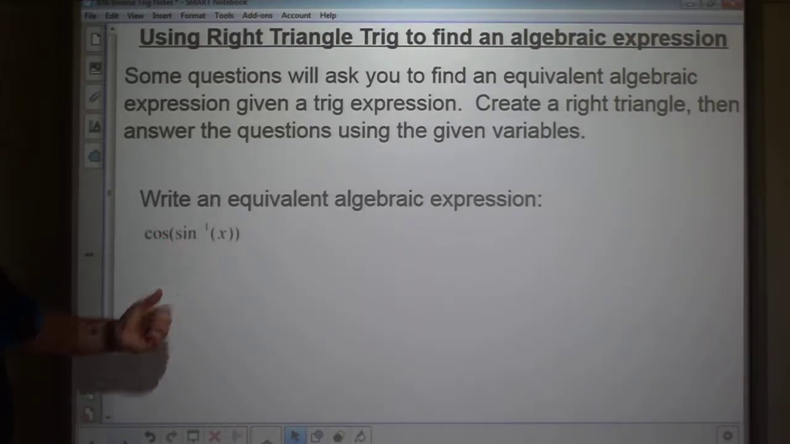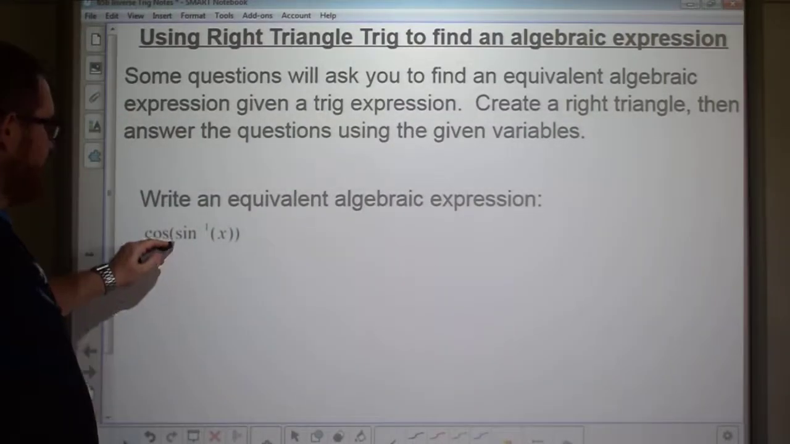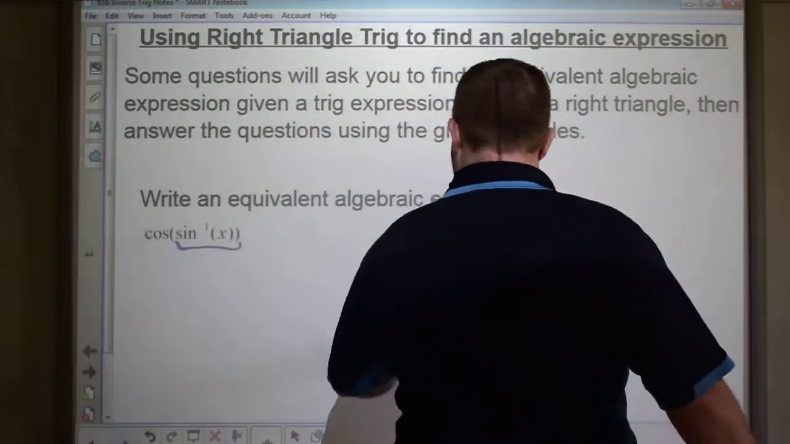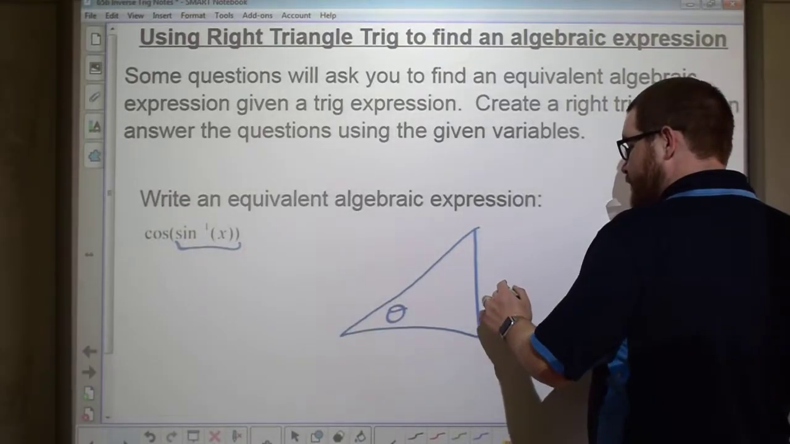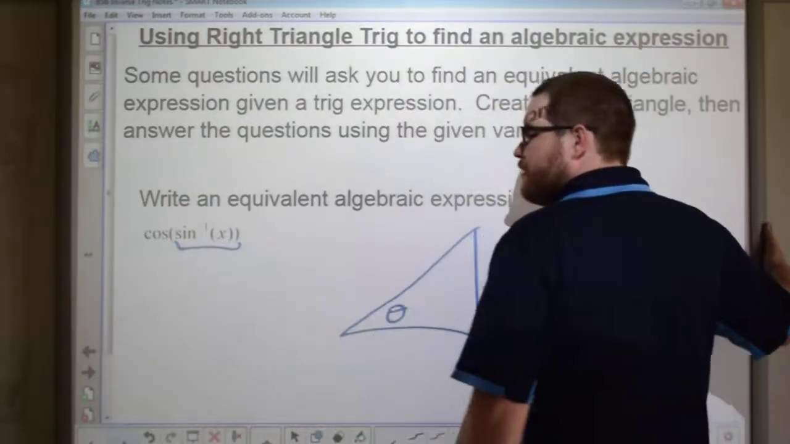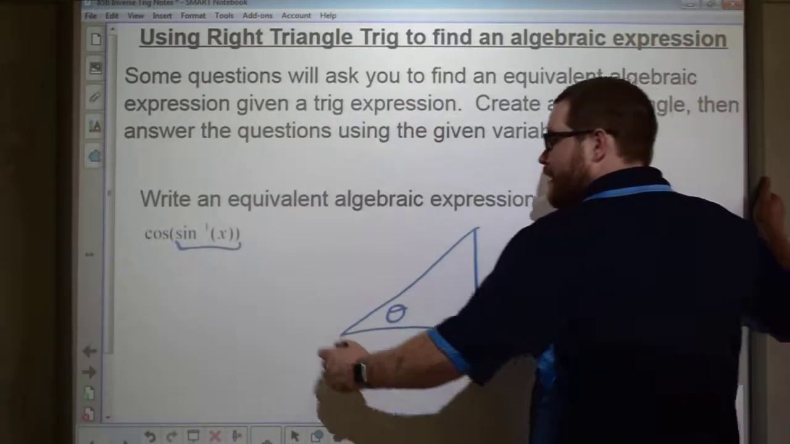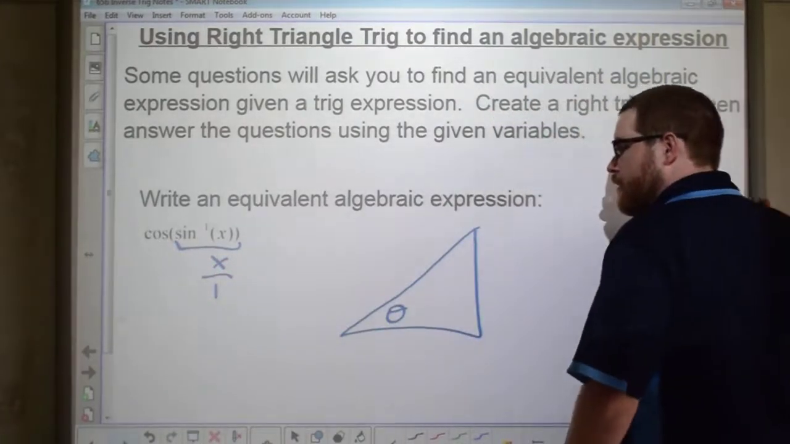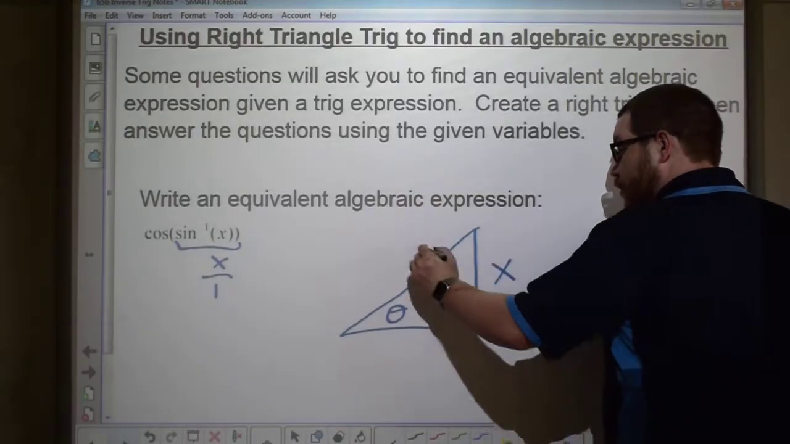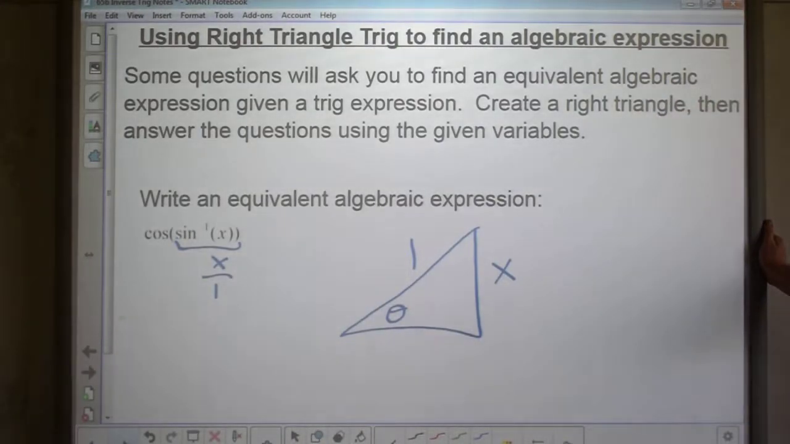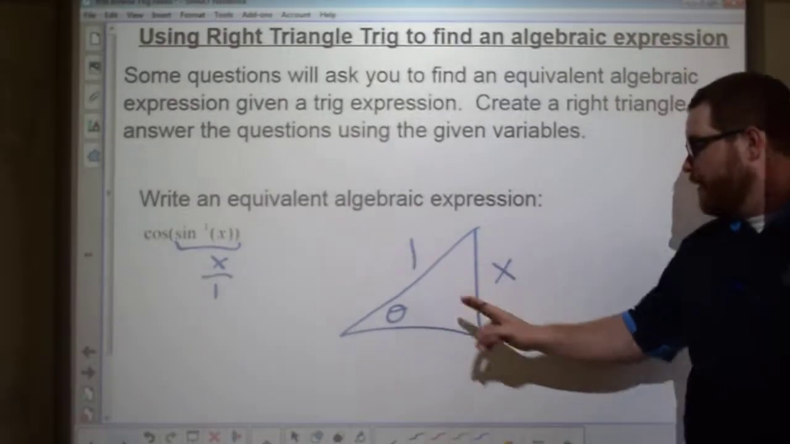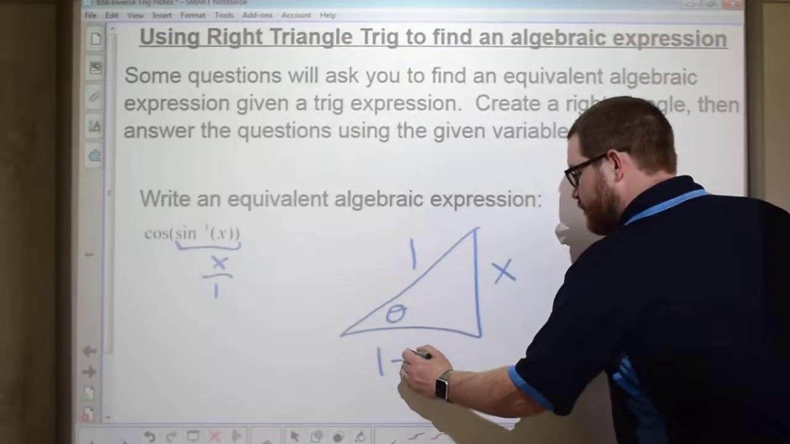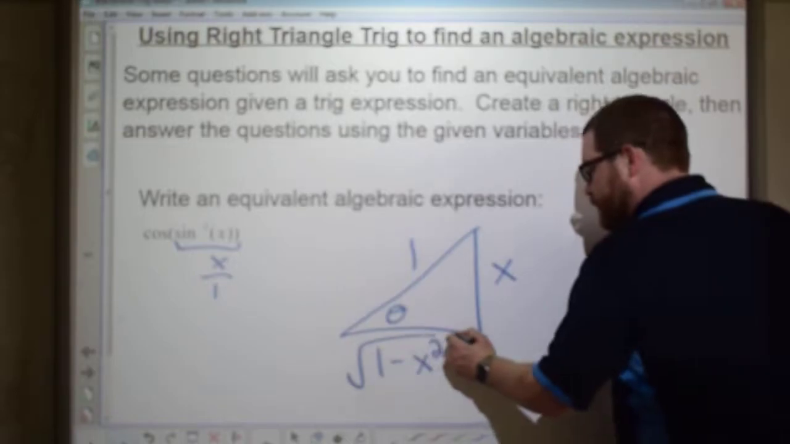What about sine inverse of x with a cosine on the outside? Work backwards. So I'm going to draw a triangle. Here's my angle. Sine is opposite over hypotenuse. But x isn't a fraction. It isn't something over something. Yes, it is. It's x over 1. So the sine is opposite over hypotenuse, x over 1. How do I figure out what this is? I'll use Pythagorean theorem. It's this squared minus this squared. Take the square root.